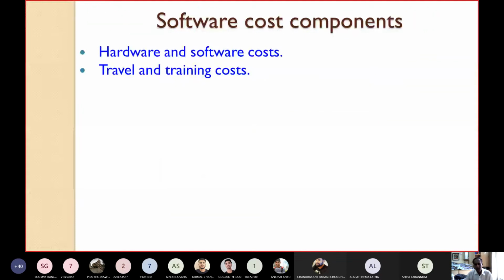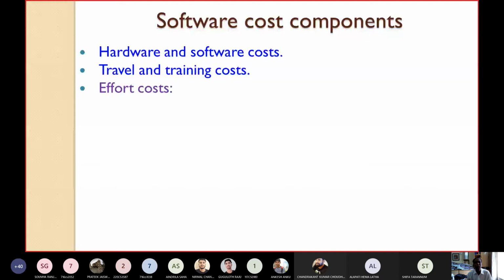Now let's get a brief idea of how to estimate the software cost. What components you should look at while estimating the cost. So software cost components, let's see what components have to be considered while estimating the software cost. Two important costs we'll see, like hardware and software cost, then travel and training cost, because any software either you purchase or develop, for that you have to make so many travels and you also have to give training to your employees. That has to be considered. Let's see what are the other components, if any.